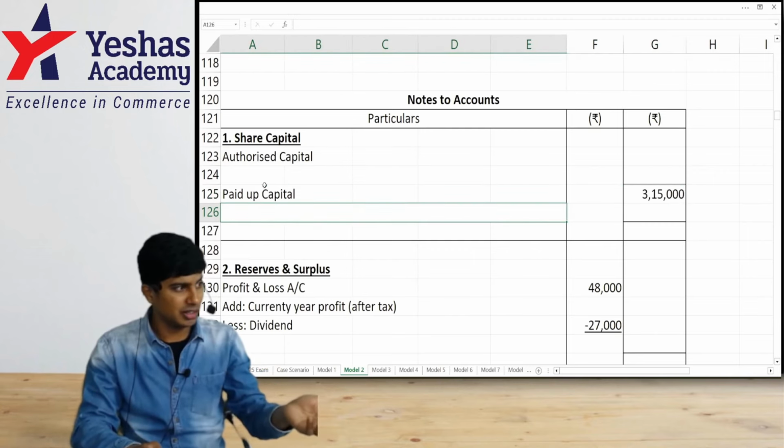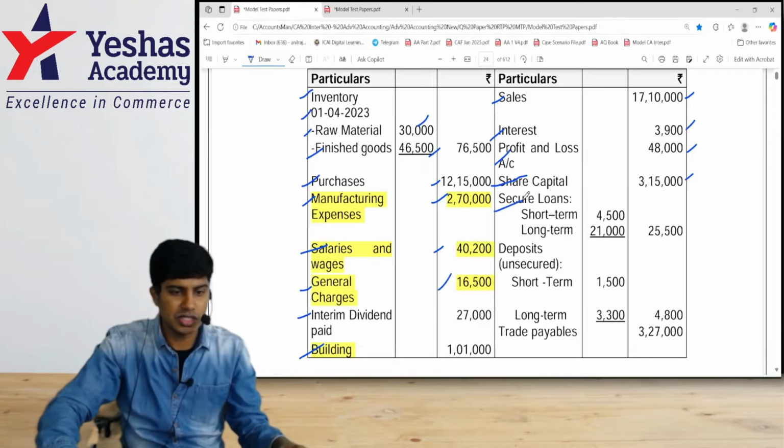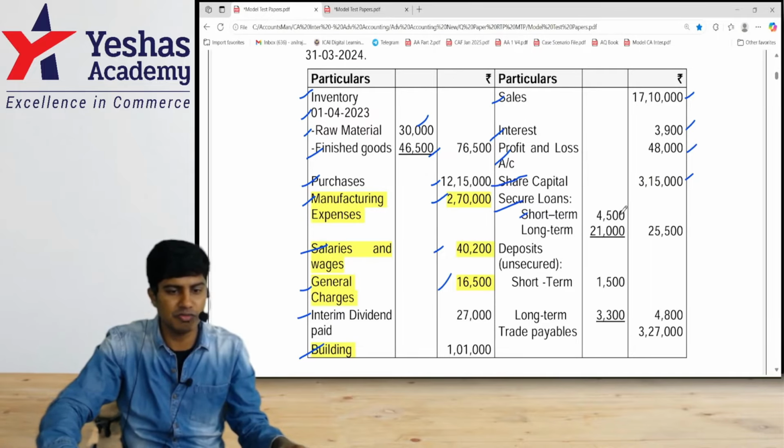Got it? Next, we have secured loans. Secured loans, short term 4,500, long term 21,000. Together 25,500. We can't write them together in balance sheet. We have to write long term borrowings, short term borrowings separately. So we'll write them separate. Shall I? Straight away balance sheet only. Yeah. How much long term borrowings?